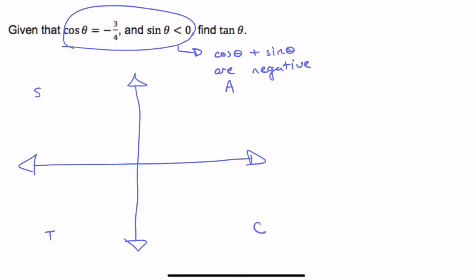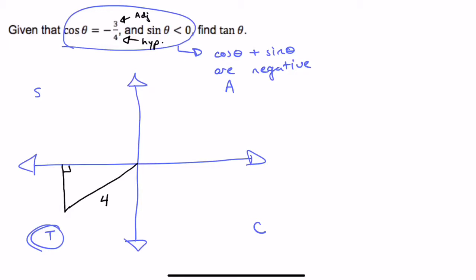Well, I know everything's positive in the first quadrant, sine is positive in the second quadrant, and cos is positive in the fourth quadrant. So the quadrant where they're both negative has got to be T, the third. So I'm going to draw my right triangle into the third quadrant. And now I'm going to use cosine theta, and I'm going to remember cos is adjacent over hypotenuse, so that tells me the adjacent side is -3 and the hypotenuse is 4.